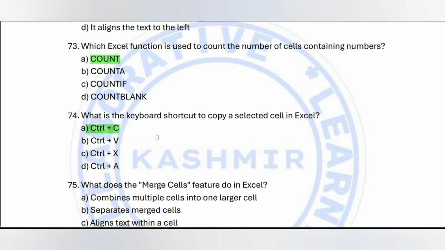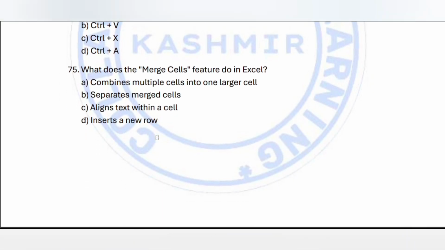Ctrl+C. Question number 75. And our last question for today's lecture. What does the merge cell feature do in Excel? Combines multiple cells into one large cell.